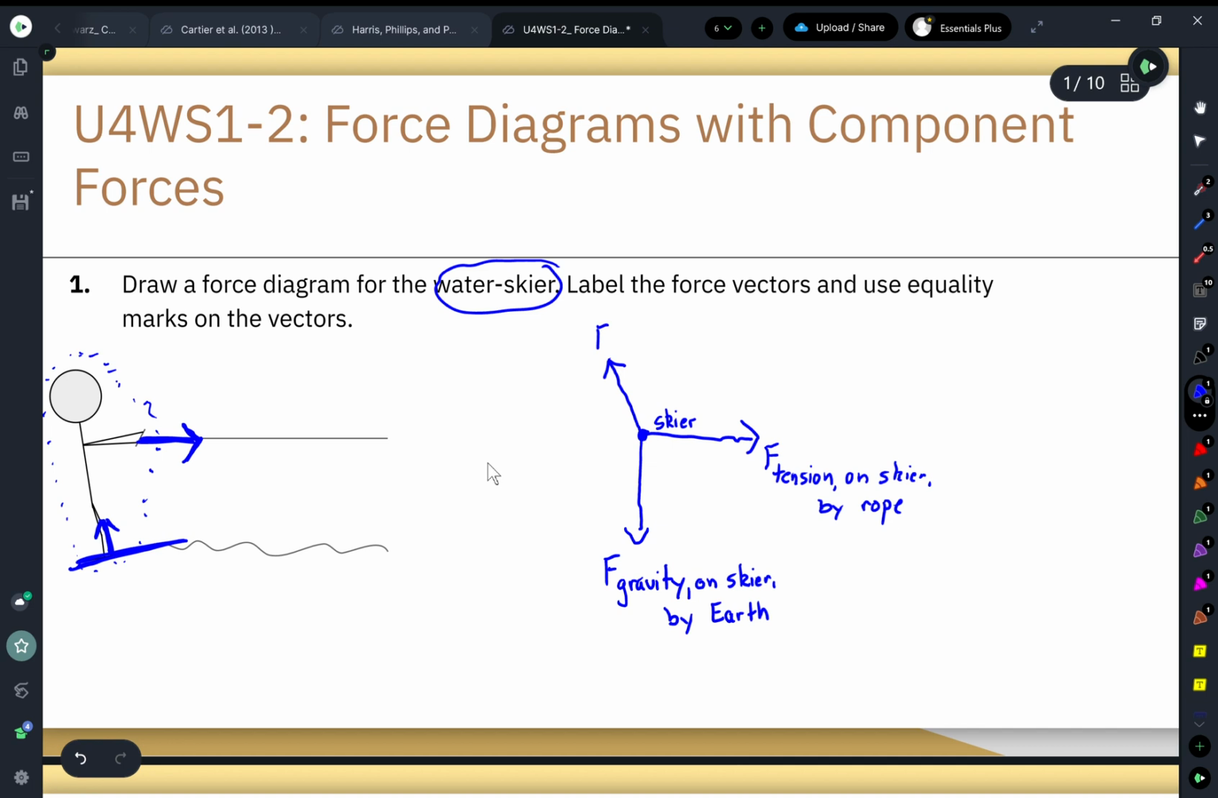So that's going to be a force. And then I'm going to say, because it's a floating force, I'm going to identify that as the buoyant force. This buoyant force is acting on the skier, and it is by the water.